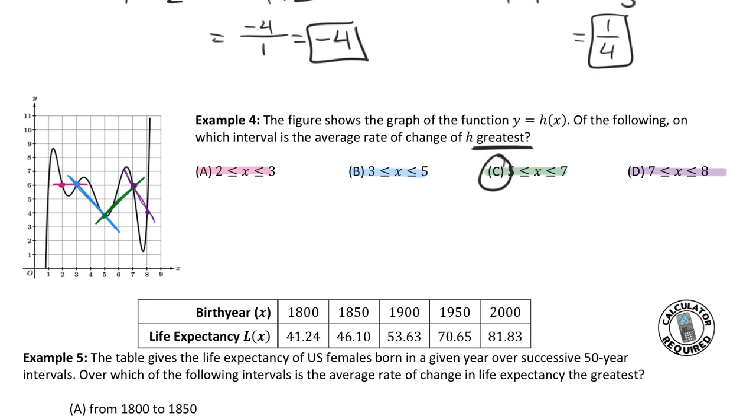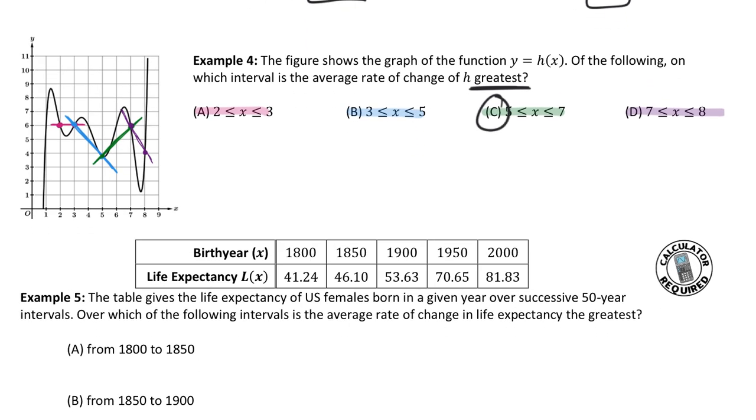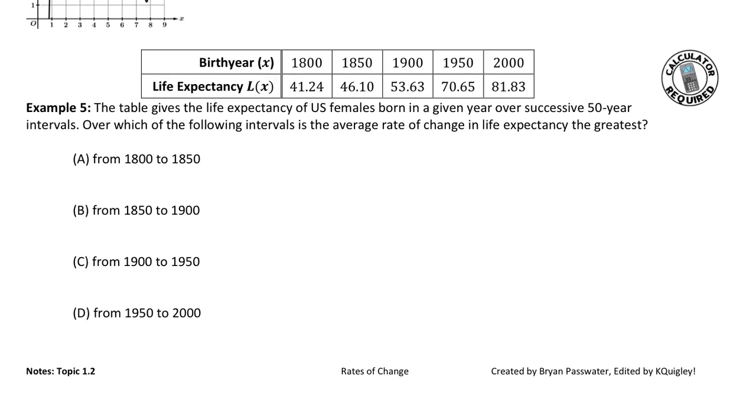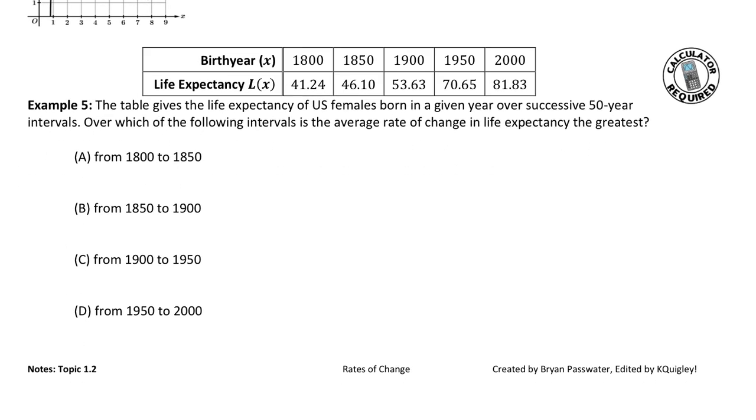So we're comparing the slopes of those secant lines. Similar to how we compared the slopes of the instantaneous rates at the front, but this time we can draw secant lines between them. The last way that this particular topic is going to potentially ask you questions about the average rate of change is giving you a table.